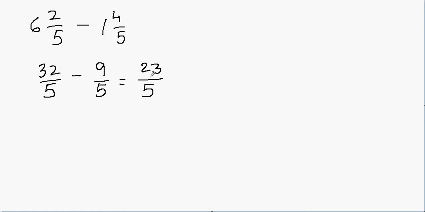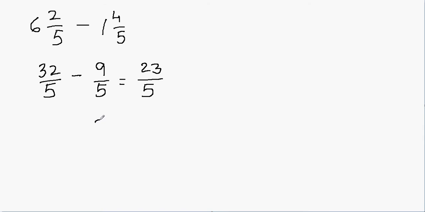But what do you notice here? Your original question was in mixed number form and your answer is a fraction. So it's a good habit to convert the fraction into a mixed number if your question is in mixed form. So let's convert 23 over 5 into a mixed number.